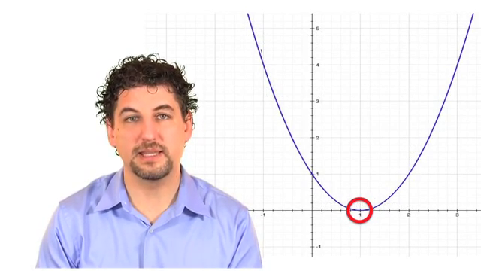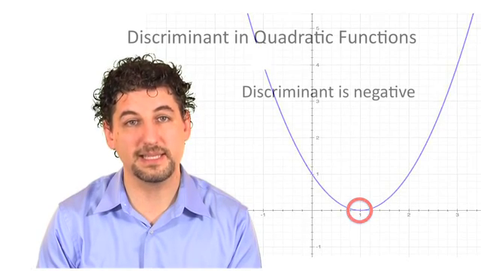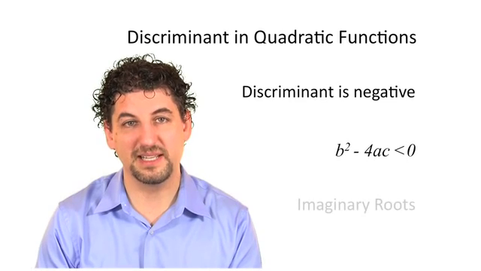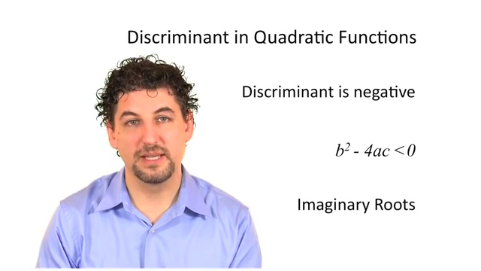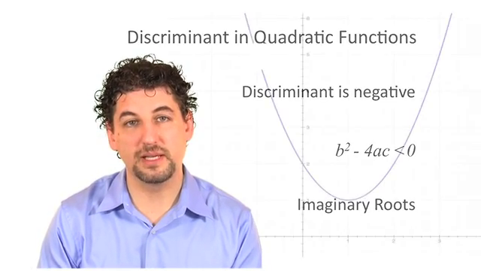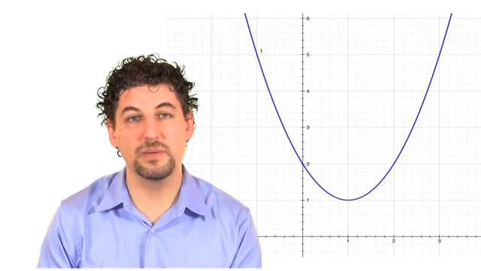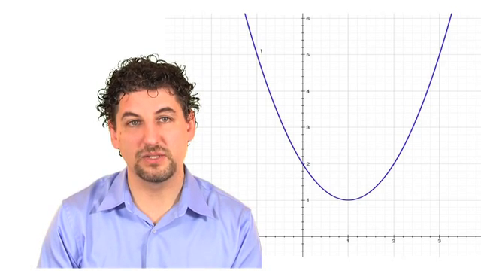The other possibility is that the discriminant could be negative. It could be less than 0. And if this happens, then you're in imaginary land, meaning that you don't have any real roots. The parabola is kind of floating above or below the x-axis, and it doesn't touch the x-axis at all. So those are the things that you can pick up from looking at the discriminant.